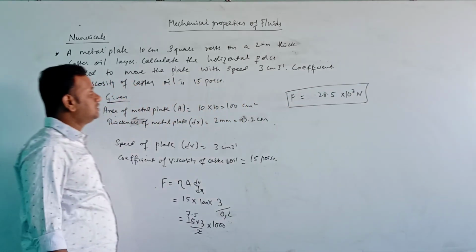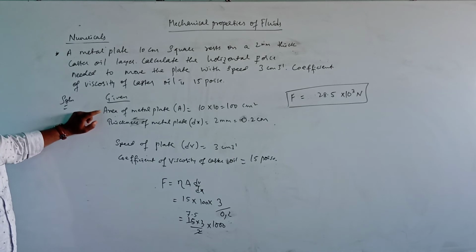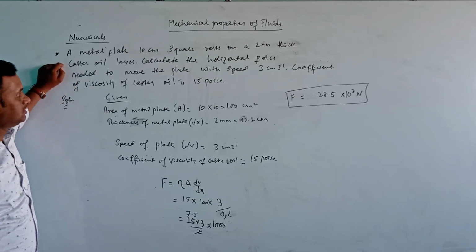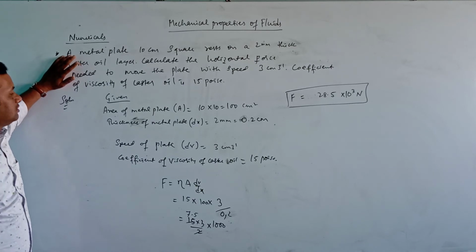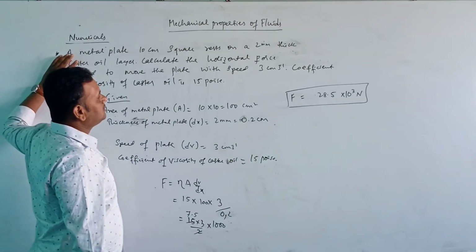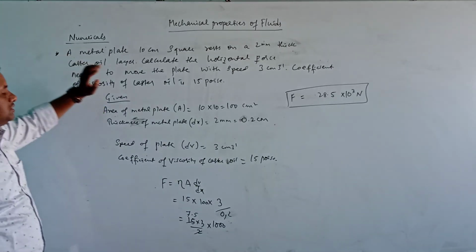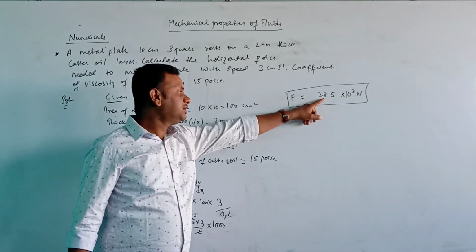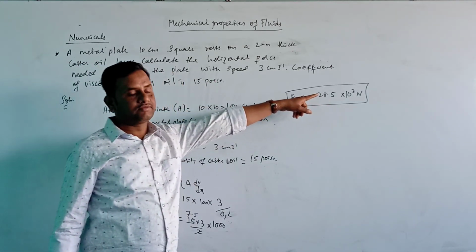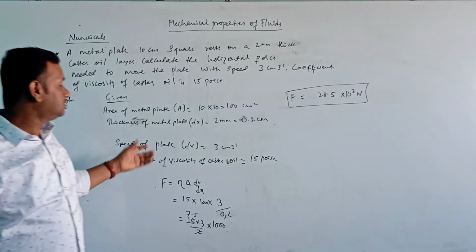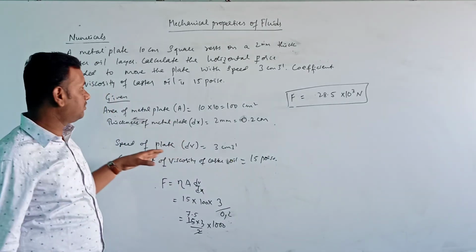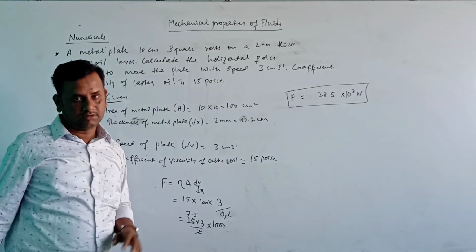Okay. So this is the solution for the second question. The horizontal force needed to move the plate with a speed of 3 centimeter per second is 22.5 into 10 to the power of 3 Newton. Thank you. We will discuss the next question.